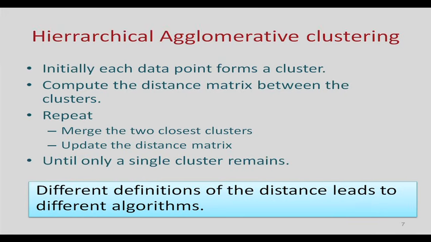So, the algorithm is notionally very simple. The basic algorithm is very simple. Initially, each data point forms a cluster. We compute the distance or proximity matrix between the clusters, and we repeat the following steps. We merge the two closest clusters. After merging, we update the distance matrix, and we continue these two steps until we get only a single cluster. Now, the main thing about this algorithm is the distance measure. Depending on different definitions of the distance will give us different algorithms.